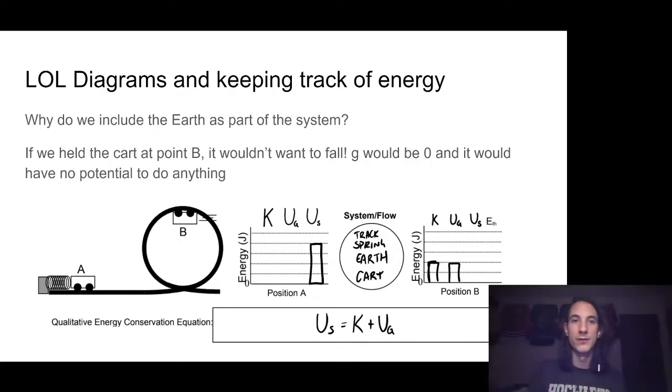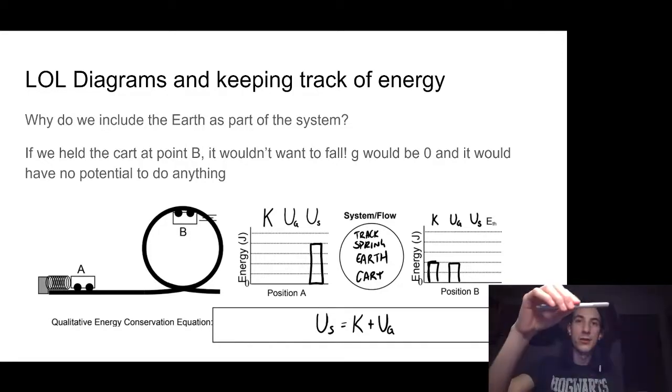So the reason we do it is because that's kind of where our potential energy is coming from. Our potential energy is coming from the interaction between our object and the Earth. If we were out in space and there were no other objects around and we didn't have anything massive that was creating a gravitational field, if we put the cart at this location of B, it wouldn't fall down. It wouldn't go down, right? It wouldn't want to fall. It wouldn't want to do something while it was falling.